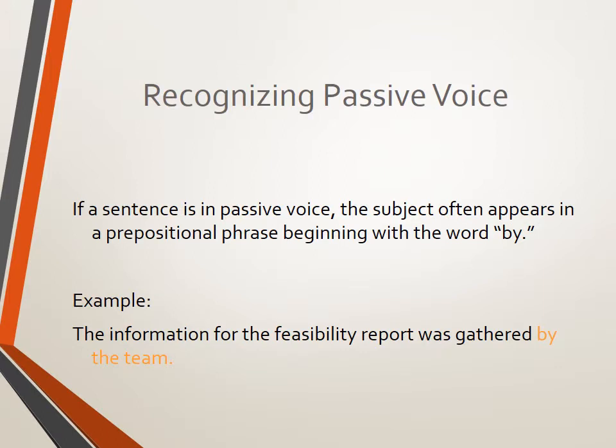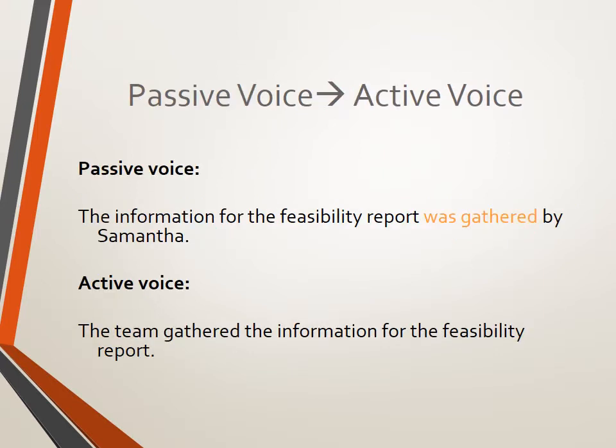So sometimes it's easy to recognize passive voice because very often we have a phrase beginning with the word by. Something had been done by something. The information for the feasibility report was gathered, there's our passive voice, by the team. The information for the feasibility report was gathered by Samantha. For some reason, Samantha keeps popping up here. To make that active, we want to put the actor in the subject slot right next to that verb. The team gathered the information for the feasibility report. And you can see if you do the one principle, you're going to automatically get rid of passive voice. So all these principles pretty much help each other.